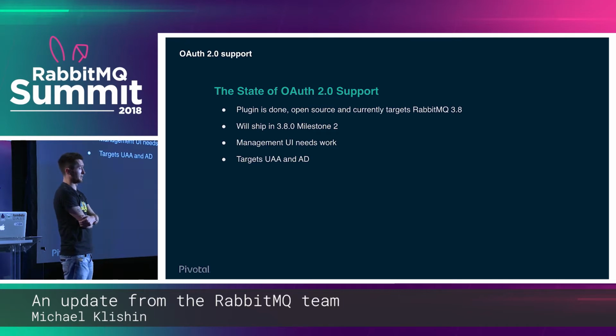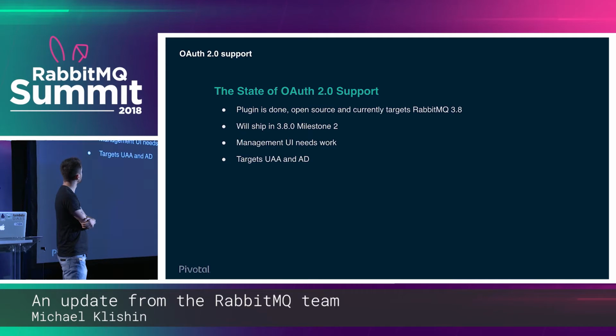So what's the state of this? It's a plugin. It's already done. The core part has been sitting there on GitHub for months. It will ship in the next milestone in 3.8. We just have to include it into the distribution. Management UI still needs a bit of work, but in my opinion, that's the easy part in OAuth 2 support. It targets Cloud Foundry UAA, which is a user authentication and authorization service, and via that Active Directory, because that's what the majority of UAA users use. So that's what we will test against for 3.8.